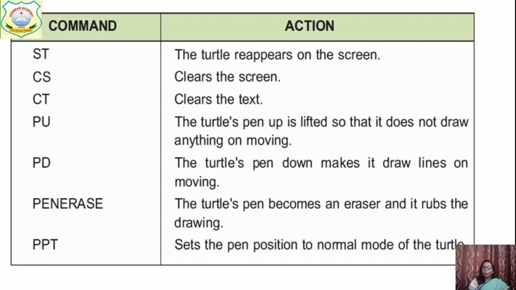Then we have pen commands. Pen commands are PU and PD. The PU command will lift the turtle pen up. Then PD will put the turtle pen down. It is used to make a discontinuous line. Okay. Now we have pen erase. If we want to erase any line, we will execute this command, pen erase. And again, if we want to set the pen or turtle to its normal mode, we'll use PPT.